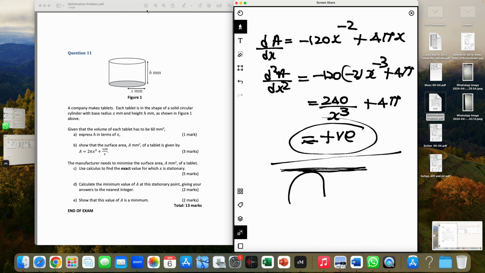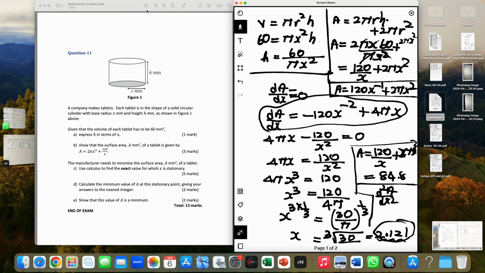So what happens? 4 pi x is equal to 120 over x squared. I just rearrange: x cubed is equal to 120 over 4 pi, which is 30 over pi. Since x cubed is there and we want only the x value, I take the cube root on both the left-hand side and right-hand side. The cube root of x cubed is x to the power 1, so x is 30 over pi to the power of 1 over 3, which is 2.121. Okay, part C finished.